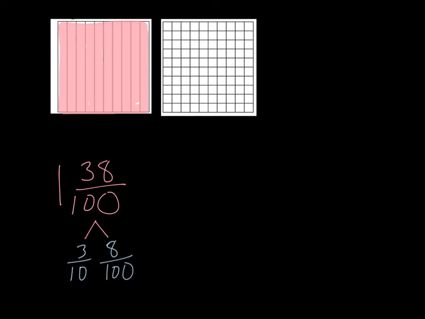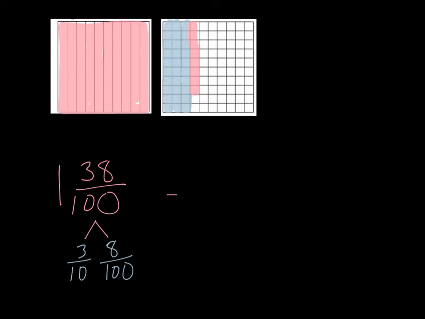So then on my hundreds grid over here, I'm going to color in my 3 tenths, which I know are these vertical rows. So that's 10, 20, 30. That's my 3 tenths or my 30 hundredths. And then I'm going to color in 8 additional ones. 1, 2, 3, 4, 5, 6, 7, and 8 to show my 38 hundredths.